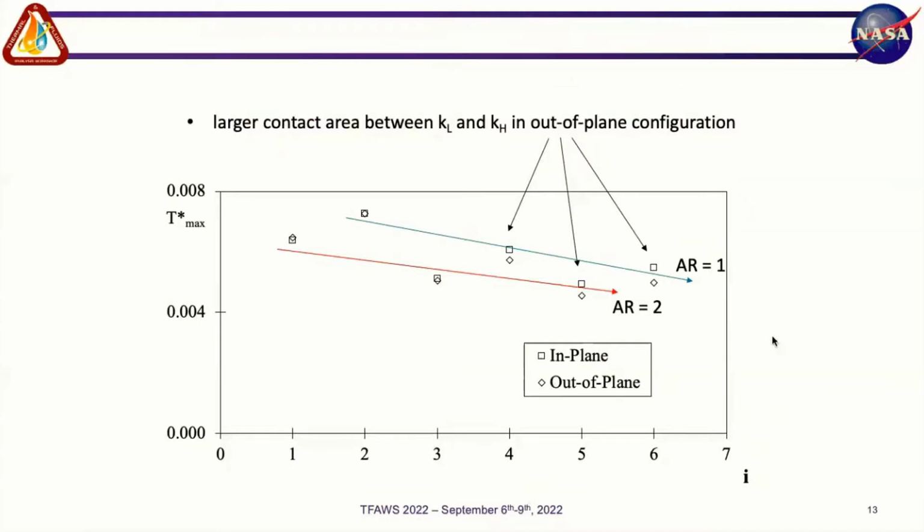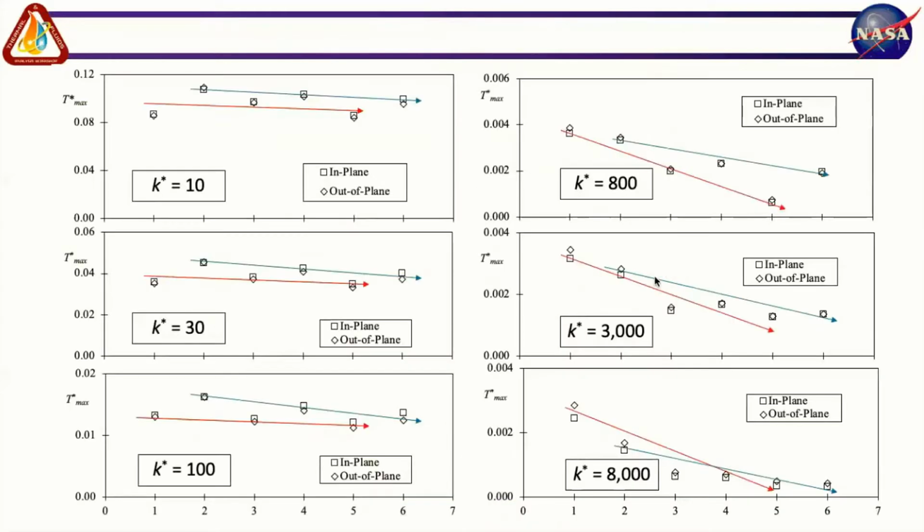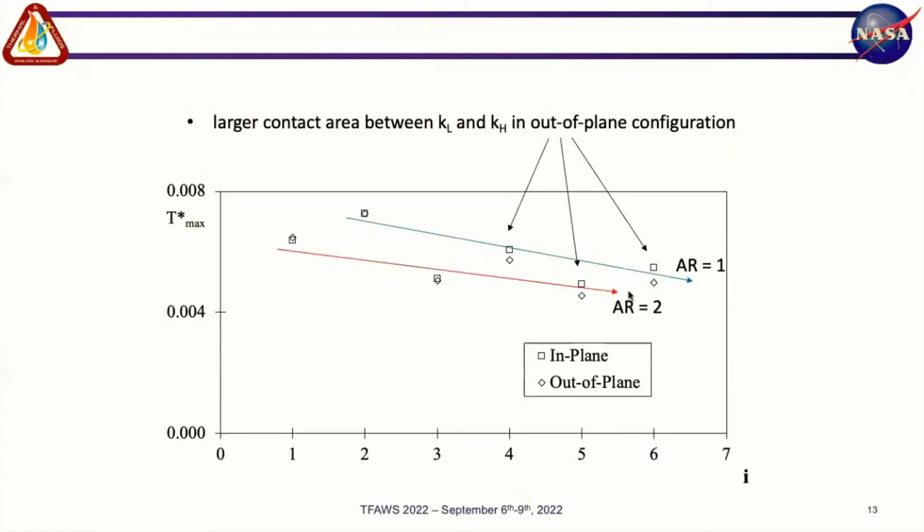This is non-dimensional, of course, for a certain ratio of thermal conductivity. And we observe that the cases for aspect ratio equal to 1, the square cases, show a small decrease as we increase the complexity, as we would expect for both cases, the square and the rectangular.